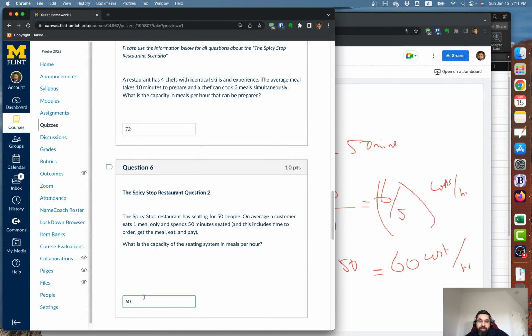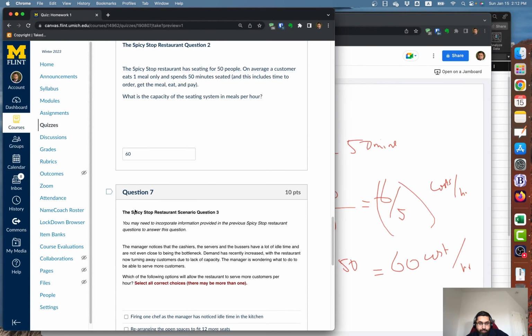And it's very intuitive, because we have 50 seats. If a customer spent a whole hour in the seat, our capacity would be 50 customers per hour, but the customers spend less than an hour in a seat. So a seat can do more than one customer in an hour. So 50 seats should give you a capacity above 50, because the customers are not spending the whole hour in the seat.